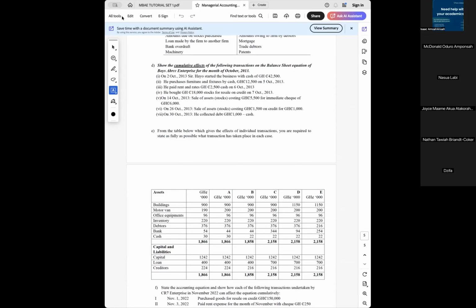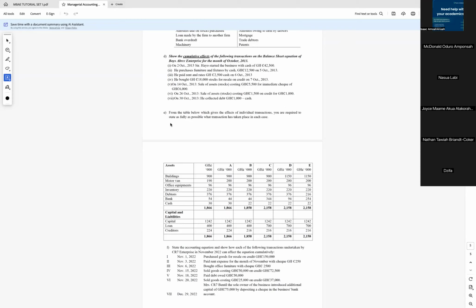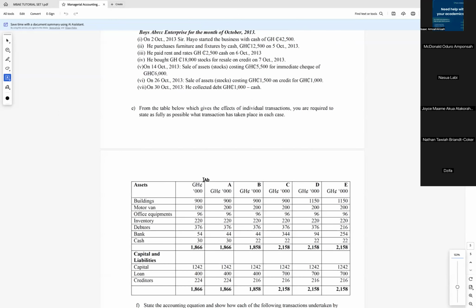From the table below, which gives the effects of individual transactions, you are required to state as fully as possible what transaction has taken place in each case. So we want to write a transaction similar to what we did earlier. So what do we do? Here, you have to note every detail with care. If we pick up building, it is 900,000. Who can see that it's 900,000 Ghana cedis? And why? Who can see 900,000 Ghana cedis?